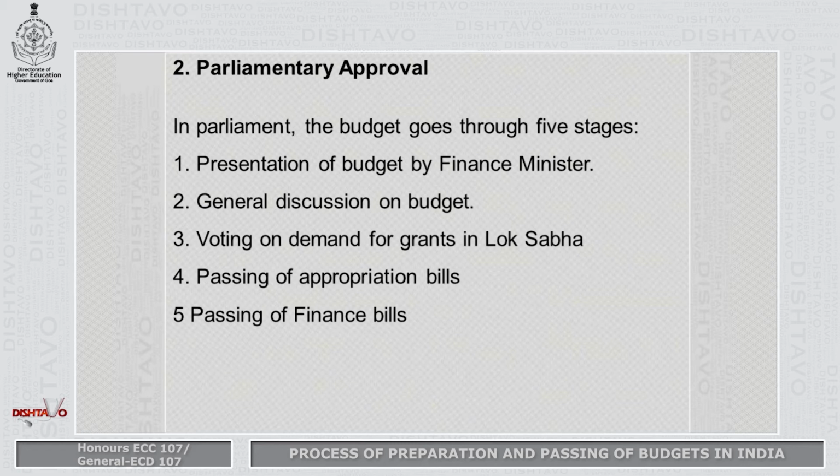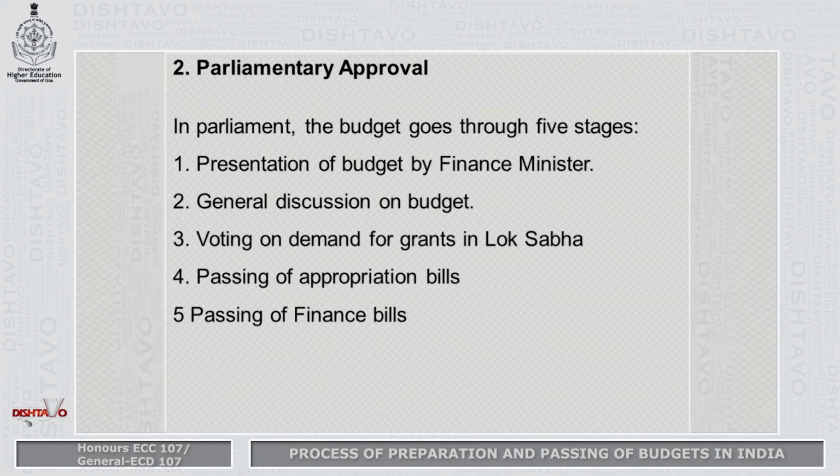Third is voting on demand for grants in the Lok Sabha. After the standing committee reports are presented, the House proceeds with the ministry-wise discussion of demands, reports and voting on demands for grants. The time for discussion and voting on demands for grants is allocated by the Speaker in consultation with the Leader of the House. Introduction and voting on demands for grants is confined only to the Lok Sabha. The Lok Sabha has the power to refuse and even to reduce the amount of a demand for grant.